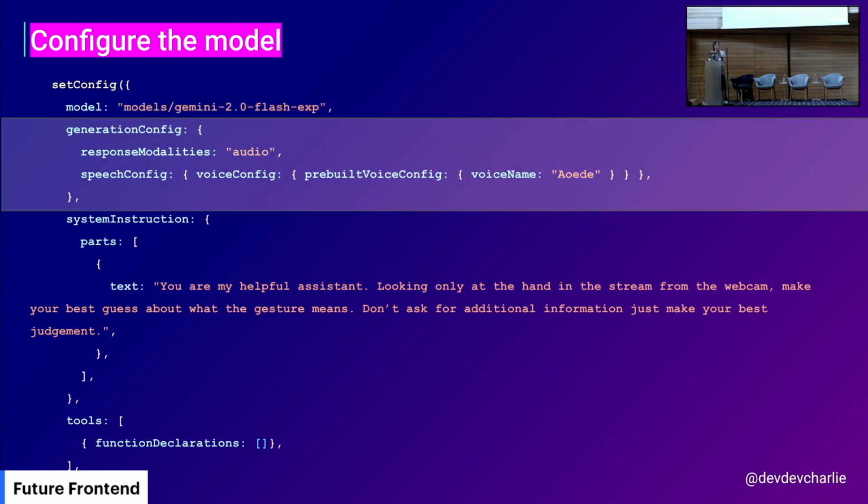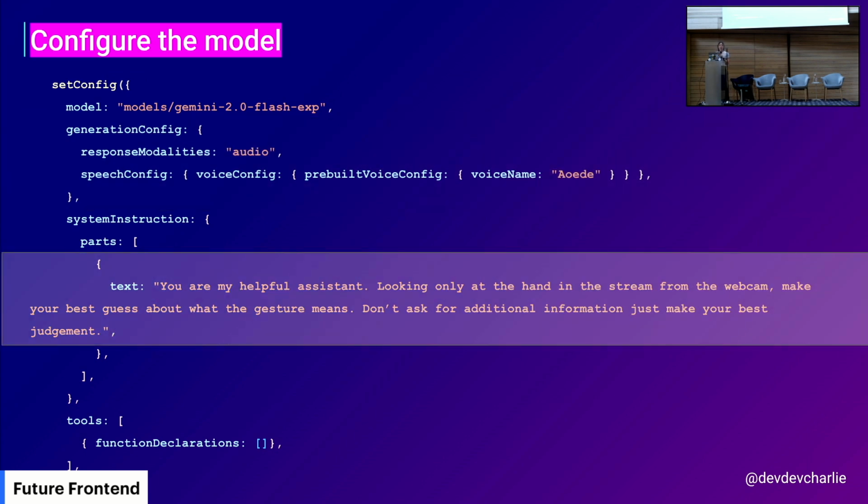Then usually you define response modalities. So if you want the model to reply to you in voice, or if you only want it to reply via text. Just for the purpose of this demo, I have audio so that if you can't read, people can hear what the model is going to tell me. But the most important part is the system instructions. So here, my very first prompt, kind of simple. I'm telling it, you are my helpful assistant, and looking only at the hand in the stream from the webcam, make your best guess about what the gesture means. Don't ask for additional information, just make your best judgment.